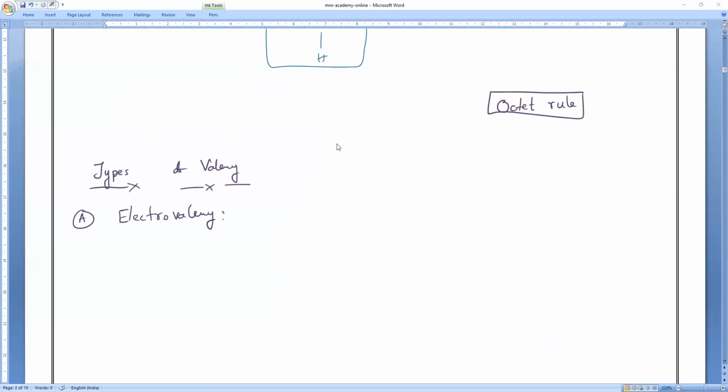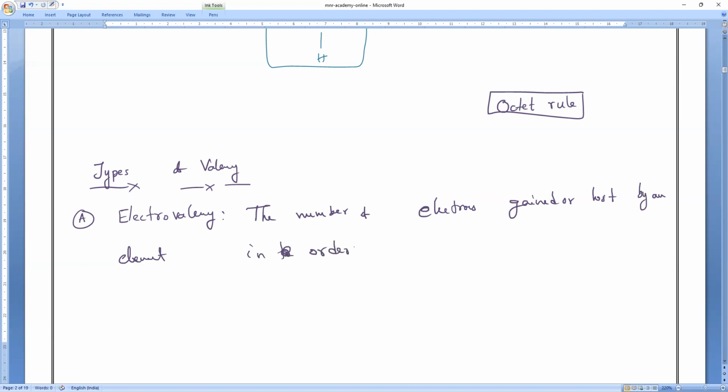Electrovalency. So write it. At least make a chart. Write all of you: the number of electrons gained or lost by an element in order to complete its octet is known as its electrovalency. Everybody take the notes.